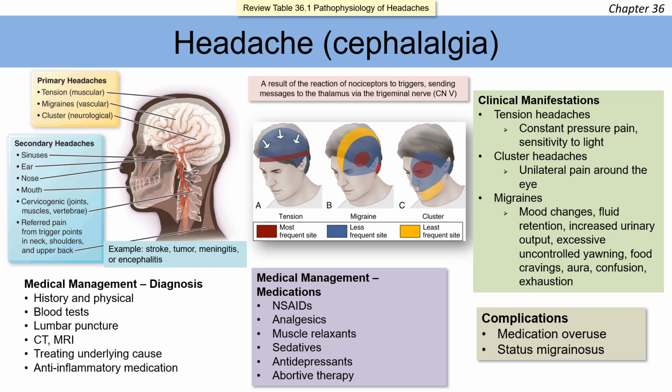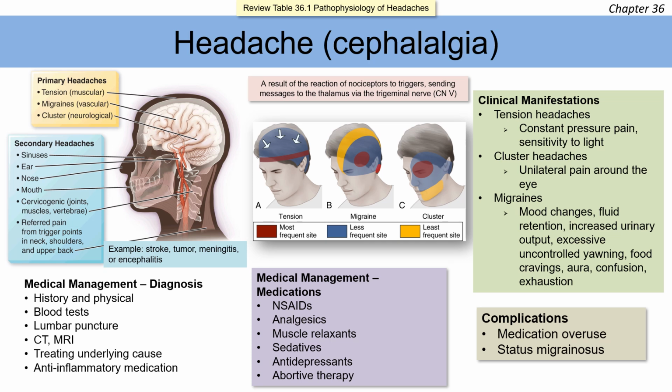Next are migraines. Migraines are a little more complex, and they are isolated into 4 phases. We're not going to go into too much detail with migraine. In the premonitory phase, which is about 24 hours before the migraine headache develops, patients can experience signs and symptoms like mood changes, fluid retention, increased urine output, excessive and uncontrolled yawning, and food cravings.